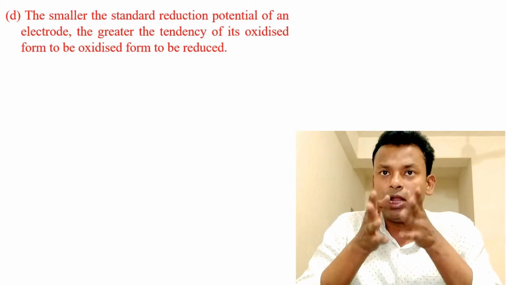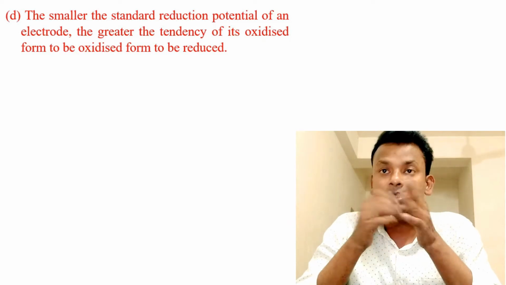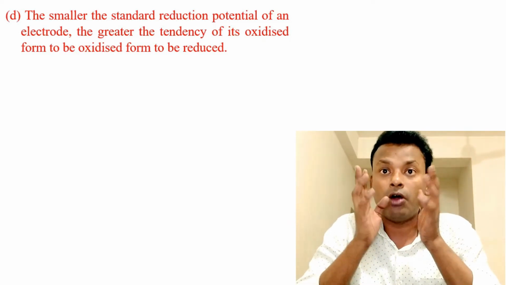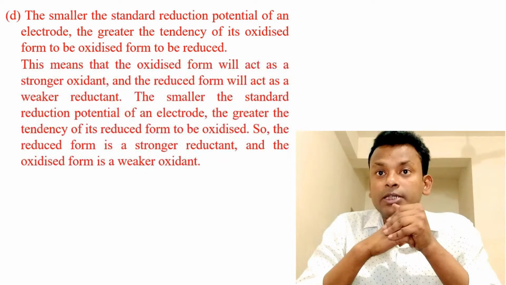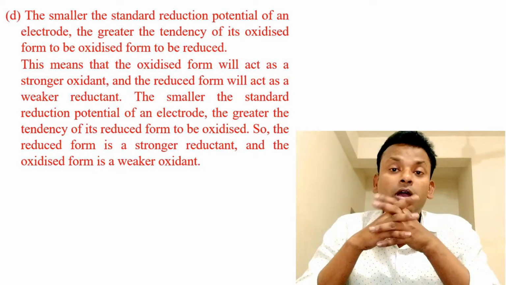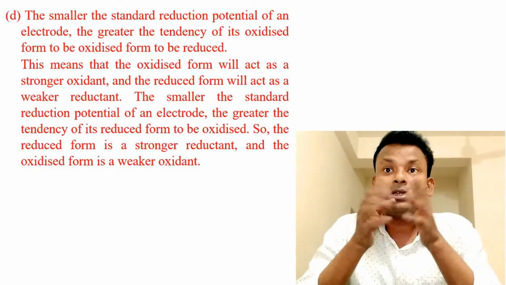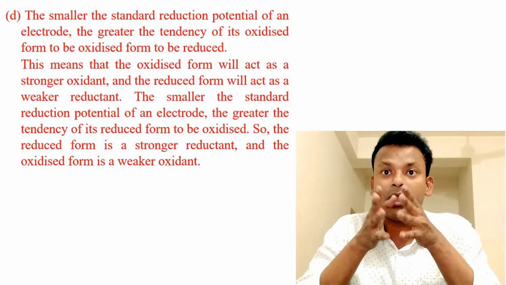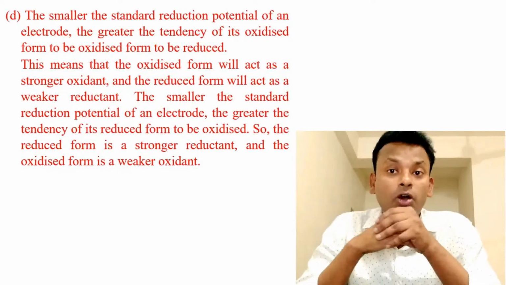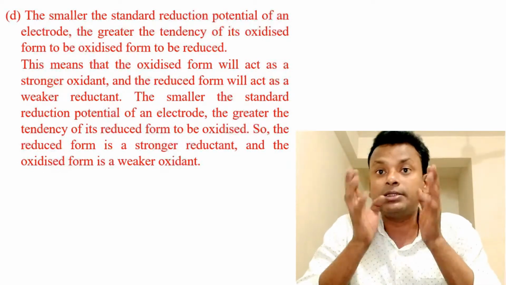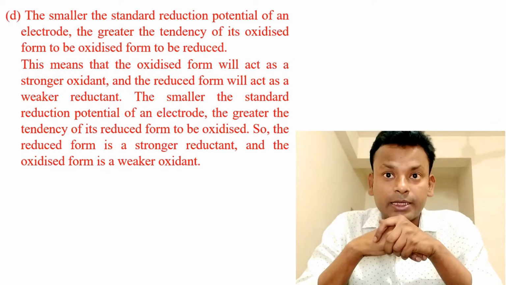Point D. The higher the standard reduction potential of an electrode, the greater the tendency of its oxidized form to be reduced. This means that the oxidized form will act as a stronger oxidant and the reduced form will act as a weaker reductant. The smaller the standard reduction potential of an electrode, the greater the tendency of its reduced form to be oxidized. So the reduced form is a stronger reductant and the oxidized form is a weaker oxidant.